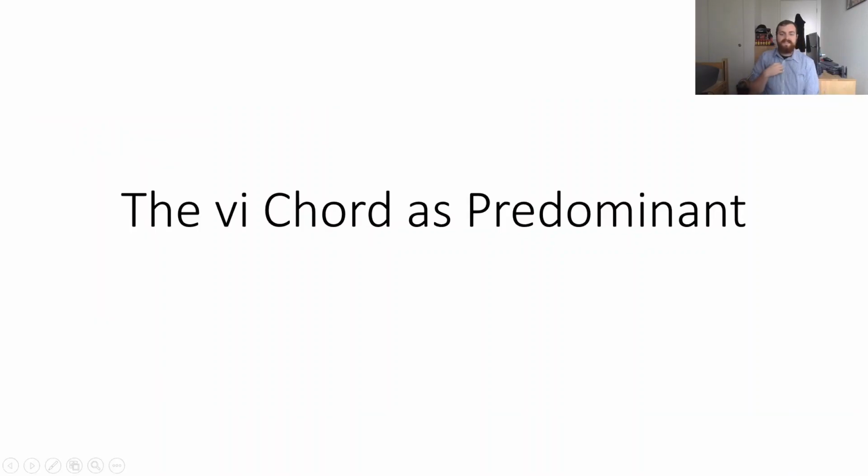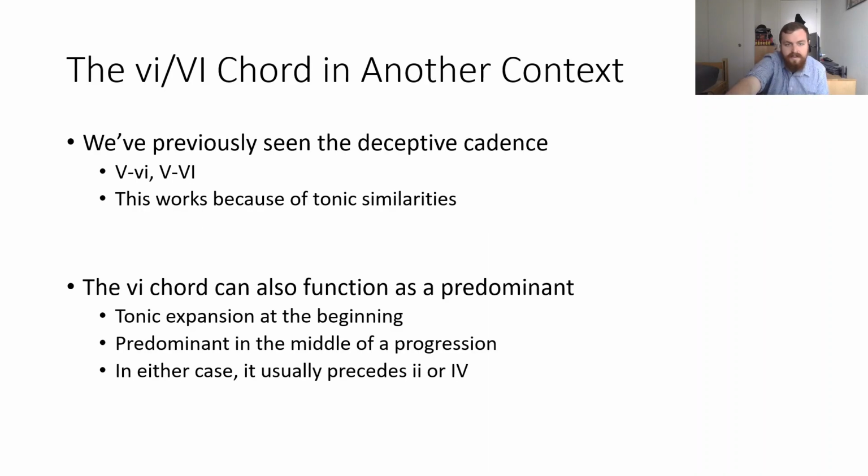We're looking at the sixth chord as predominance. What I mean by that is we've had the sixth chord before in major and in minor, but we've typically seen them in deceptive contexts, so at the end of a phrase, usually following 5 as kind of a substitute for 1. We're going to talk this week about putting 6 in the middle of progressions or near the beginning. So there's kind of two ways that we can see 6.